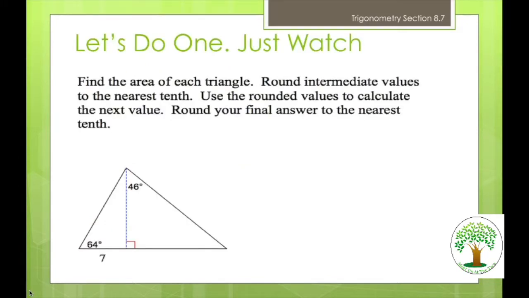I want you to just watch this. This is not one of your homework problems. We're going to find the area of each triangle. In this case, there's only one of them. You're going to round your intermediate values to the nearest tenth, that's 1 decimal. Use the rounded values to calculate the next values and round your final answer to the tenth. Remember, you told me that the area is 1/2 the base times the height.